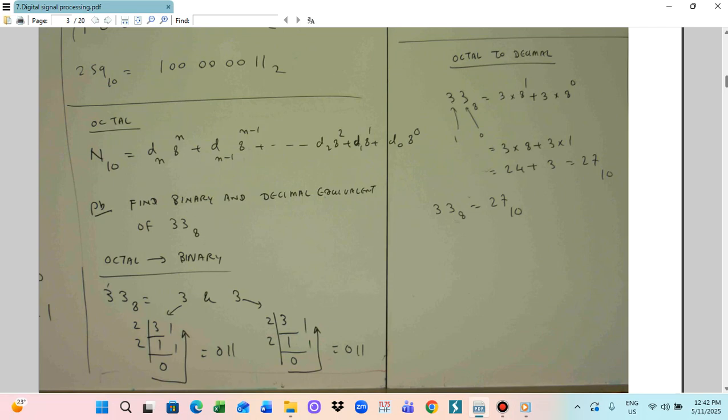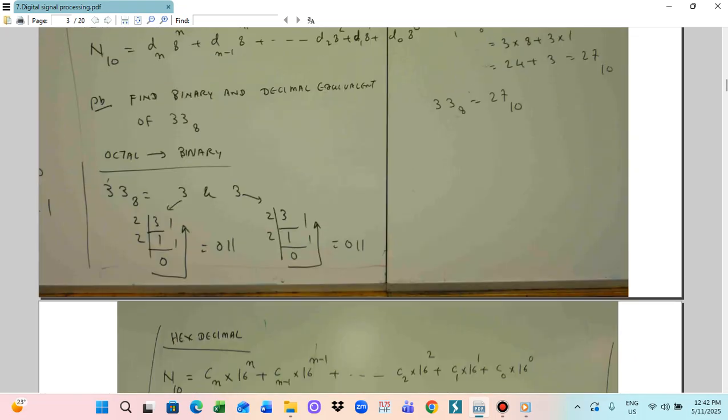For the octal to binary conversion, you have to separate the number. 33 base 8, so first 3, second 3, you separate. First 3 in binary, you call it 011. Second 3 in binary, you call it 011. And you write again 011, 011. So this is the octal to binary conversion.